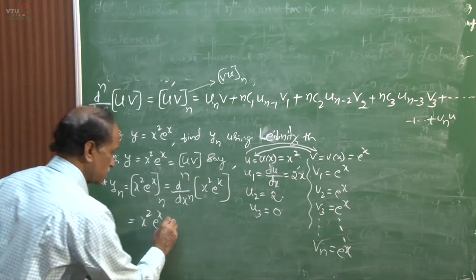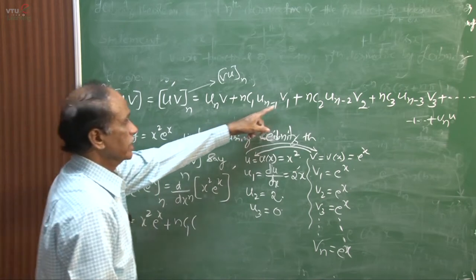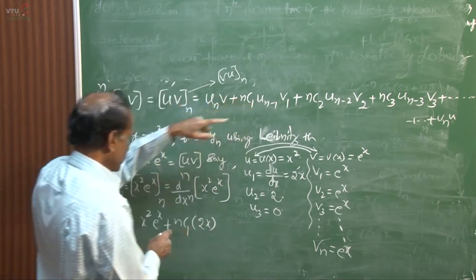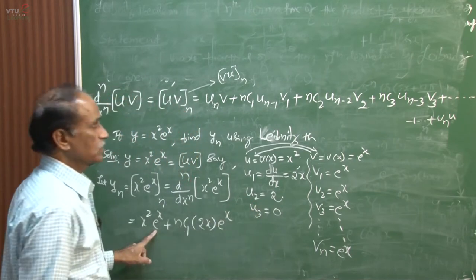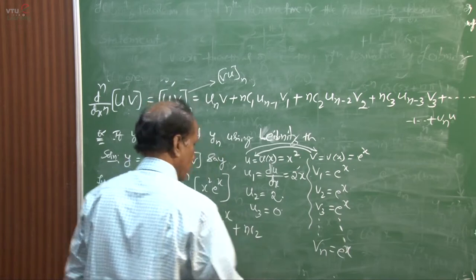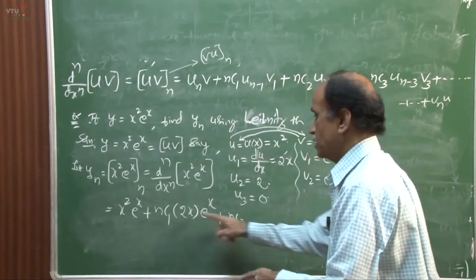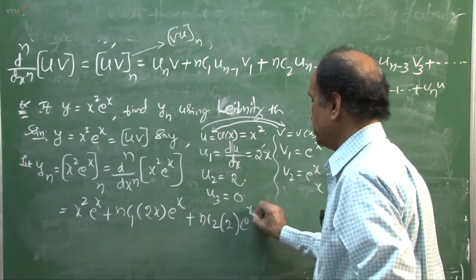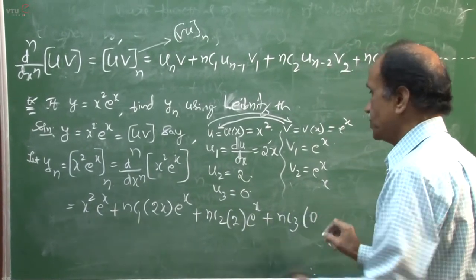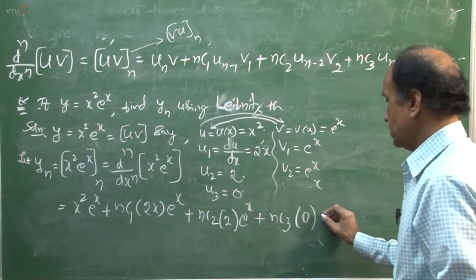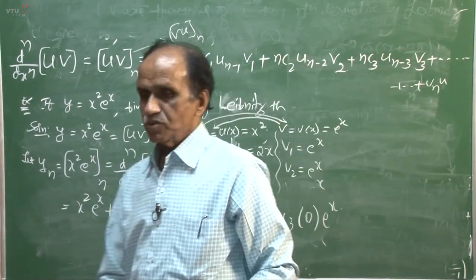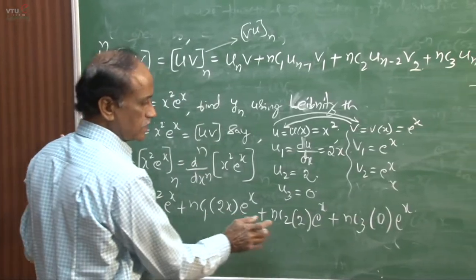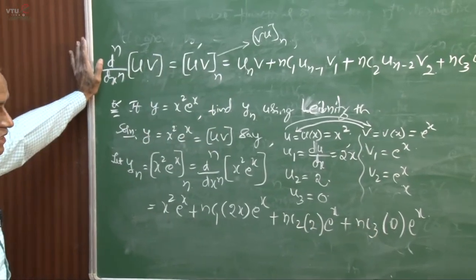So to avoid that, I can go like this, plus nC1 and v1. What is that v1? Differentiation is 2x. Then u_(n-1), which is the same, e to the power x only, plus nC2. The differentiation of this is 2, and then the same e to the power x, plus nC3. Differentiation of 2 is 0, and then e to the power x. The next terms you need not write, because it is already giving 0. It starts from x square, 2x, 2, and then 0. This is the successive differentiation.